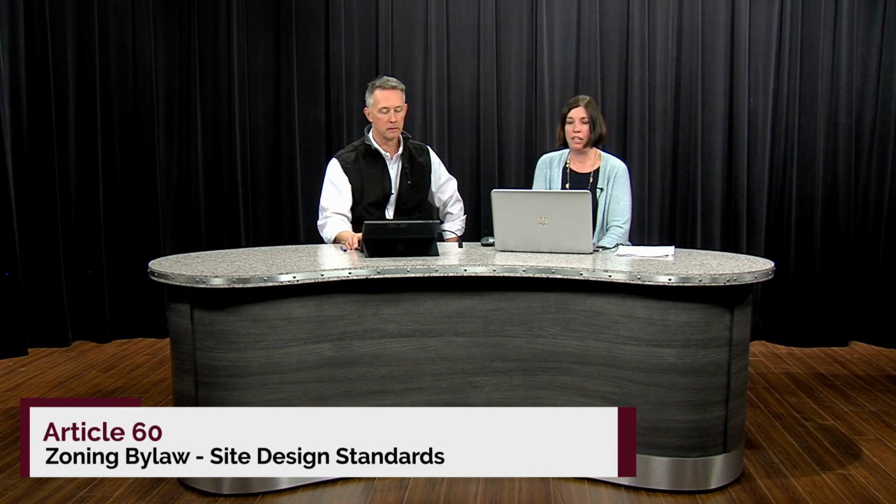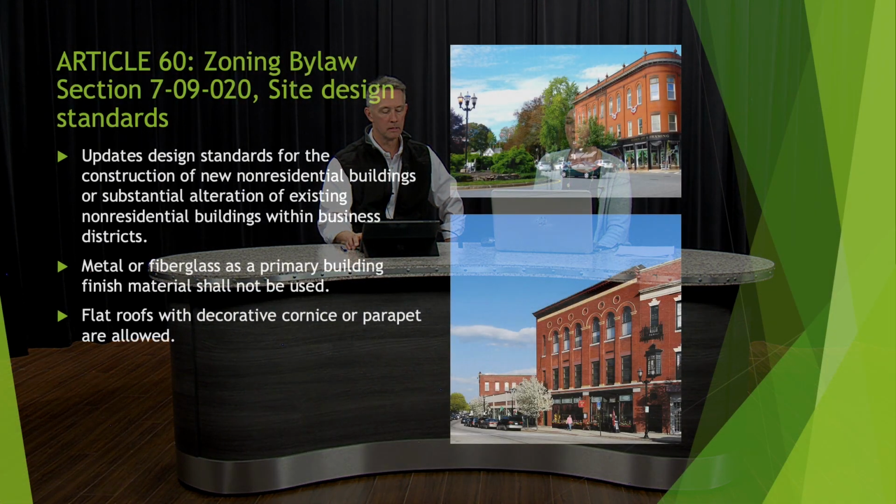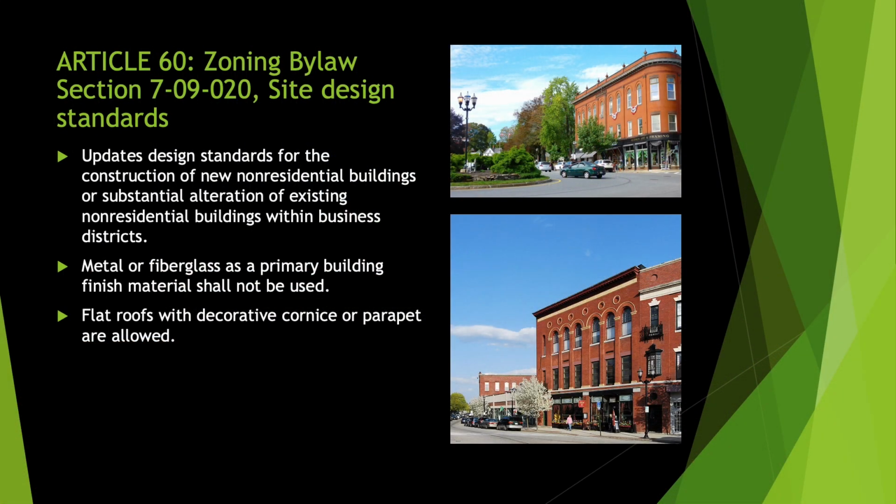So this would also be a modification to the site design standards. It would only apply to developments that are going through site plan review. And it has to do with buildings themselves. So what it says is that metal or fiberglass as a primary building finish material shall not be used. So we don't want any glass skyscrapers in our downtown area. Flat roofs would be allowed, however, they must put a decorative cornice or a parapet which would hide rooftop mechanicals.